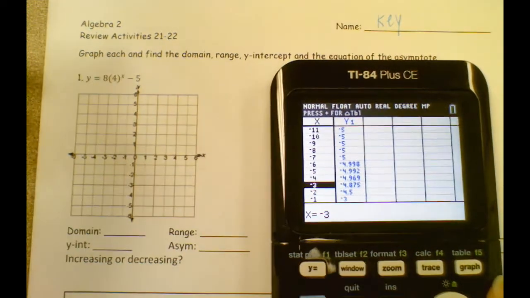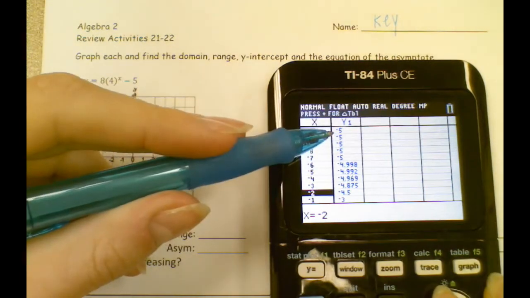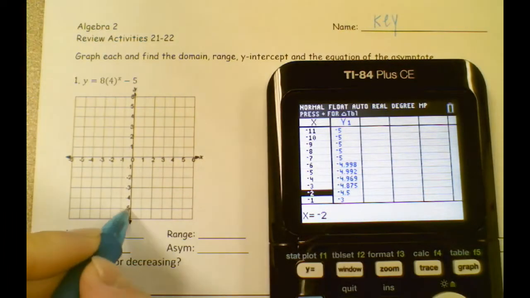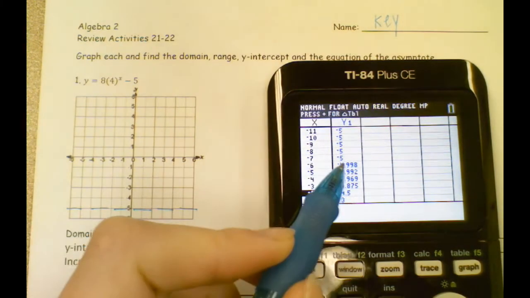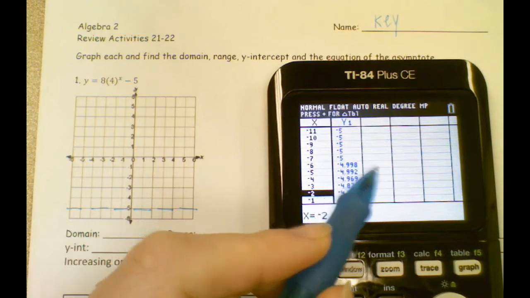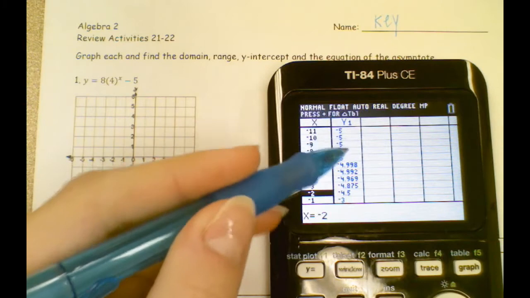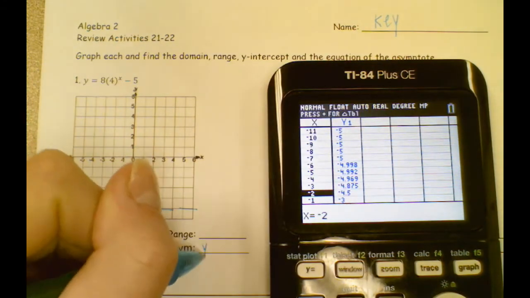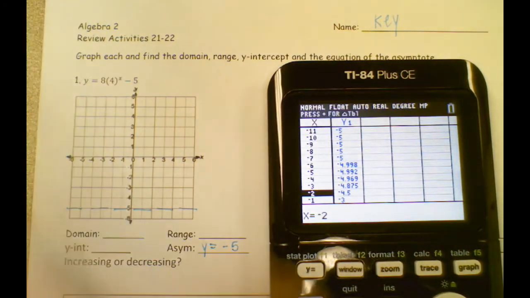All right, it looks like we have an asymptote at negative 5, which makes sense because remember, this k value tells you where the asymptote is. So my asymptote is at negative 5, and this is really like negative 4.999999, negative 4.999991, and stuff like that. So that's your calculator's rounding if you see something like that. So I'm just going to go ahead and write down the asymptote as y equals negative 5 because that is the k value.